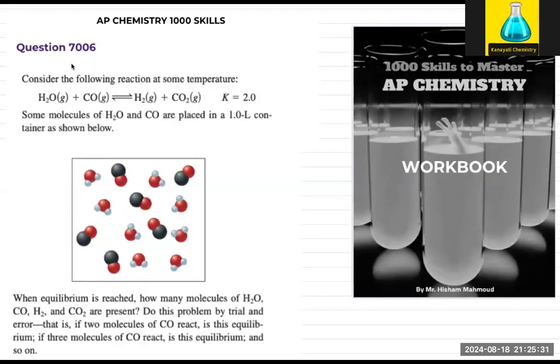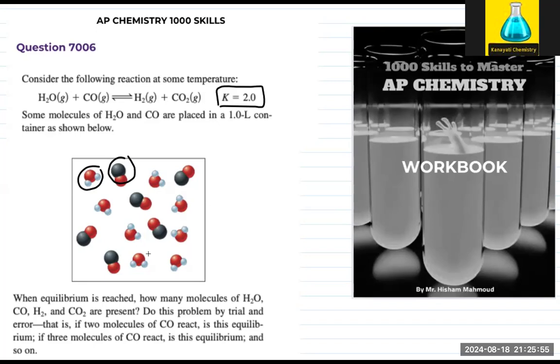This question is a little bit difficult. It says: consider the following reaction at some temperature, H2O plus CO reacts to give H2 and CO2. I cannot see any H2 and CO2 because this is the initial state; we did not start the reaction yet. But when the reaction reaches equilibrium, we know that K is equal to 2. How do we solve this problem? By trial and error.